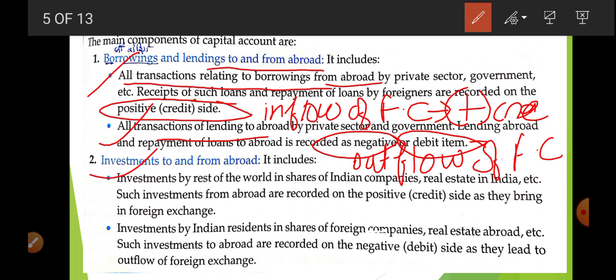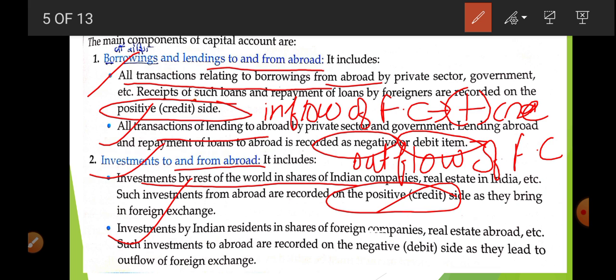Okay, next is investment to and from abroad. Investment from abroad will be a positive value, that is, it will be recorded on the credit side. Why? Because there will be an inflow. If Americans come to India, they will make investments, so they are going to carry dollars, they are going to supply dollars, so there will be an inflow of dollars. That is why it is included on the credit side.